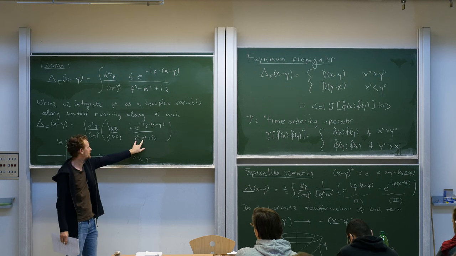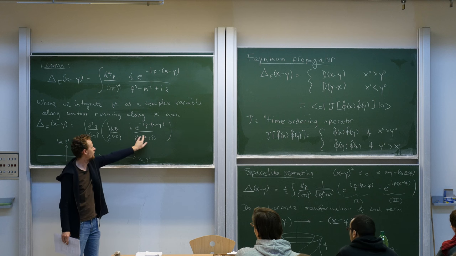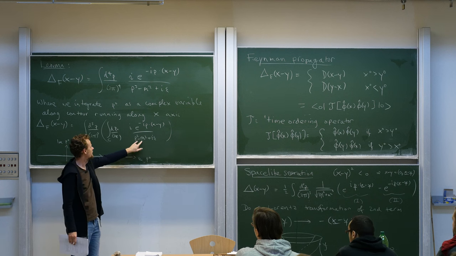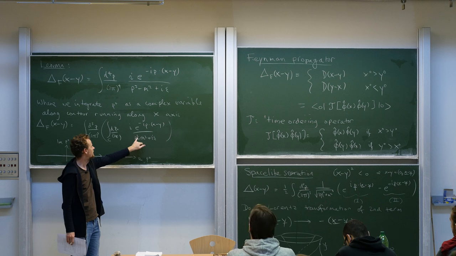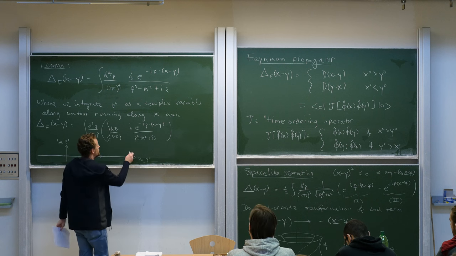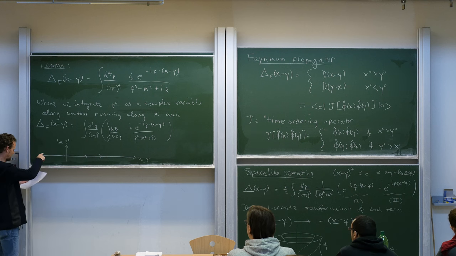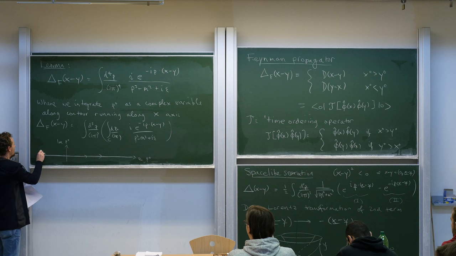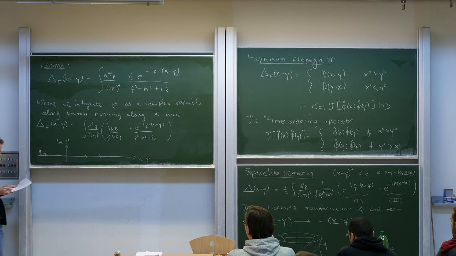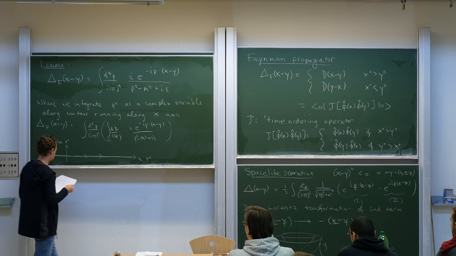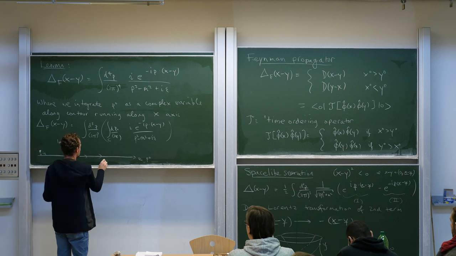So pole number one is where this whole thing equals zero, and that's where P naught squared, well, I'll just draw it. It's just below, here's pole number one, over here, and here's pole number two here.